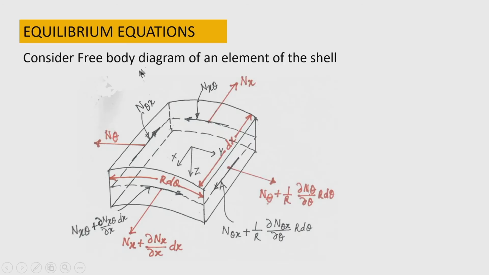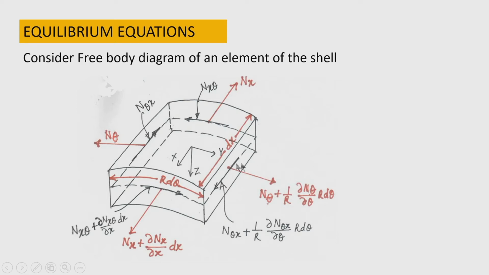So, let us see the free body diagram of the shell element. If you see the element of the shell here, the length of one side is r d theta and another side is dx, which is parallel to the generator. Capital X, capital Y, capital Z are the components of the load that is acting on the shell in the respective directions. Capital X is the component of the load along the x direction, capital Y along the y direction, and capital Z along the radial direction.